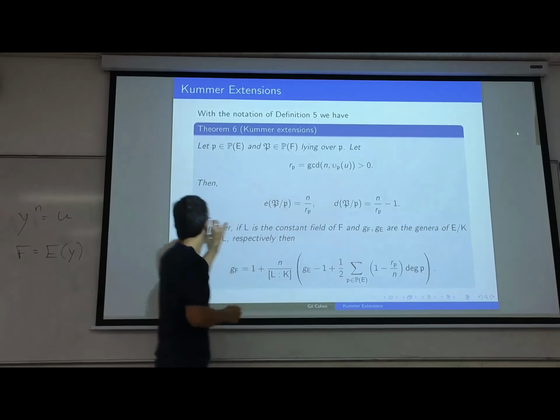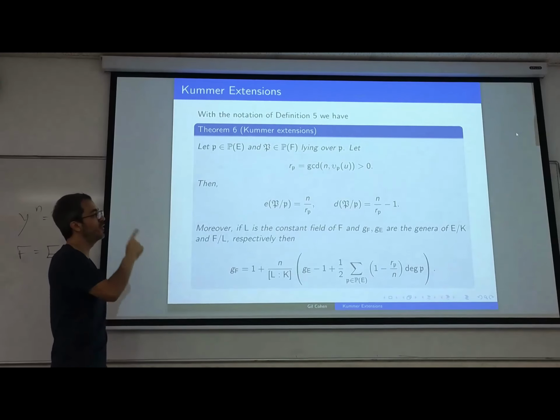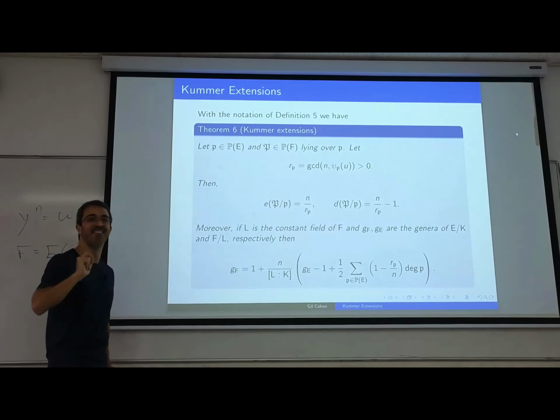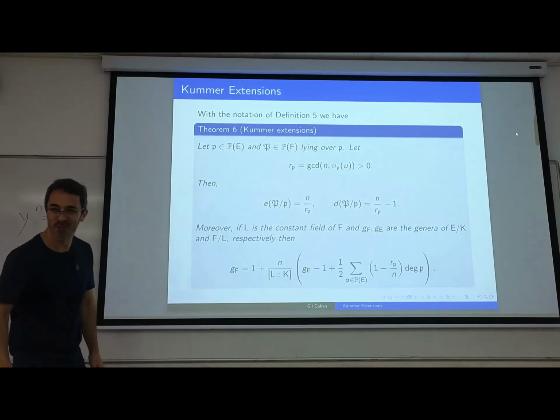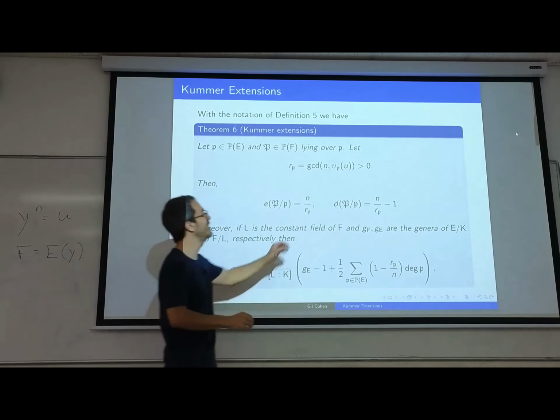So you should think of it as very simple. You definitely know n, and you can easily compute the valuation. So you definitely know r_p. And the one thing I need to tell you about GCDs, which you know, but you don't know, is that the GCD of n and 0 is n.